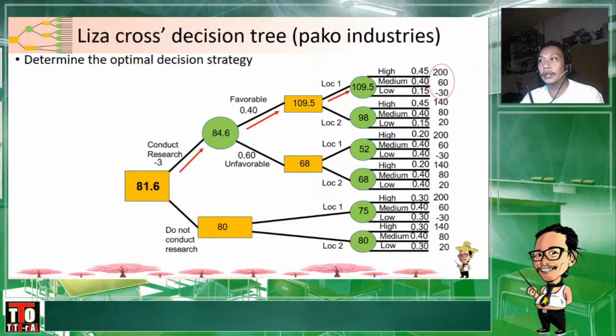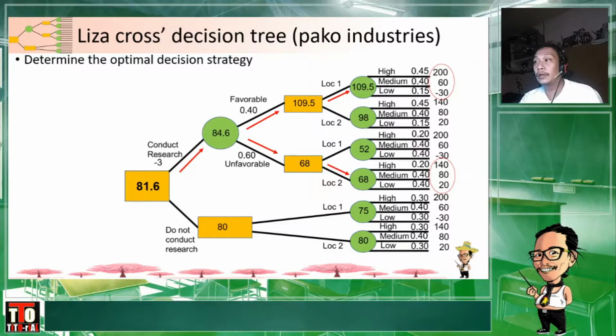Then, if the market is favorable, you would choose location 1. And then, the probabilities are there. Kung high demand, meron kang 200. Kung medium, meron kang 60. Although, pagka low demand, you will have a loss of 30. Now, kung magiging unfavorable na yung market, then you could choose location 2. You have the possibilities right there.